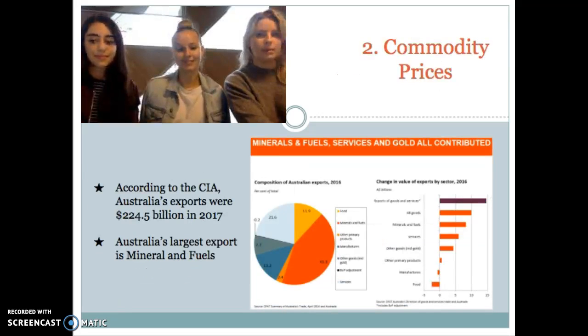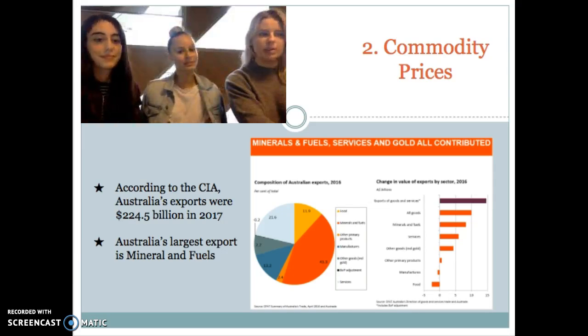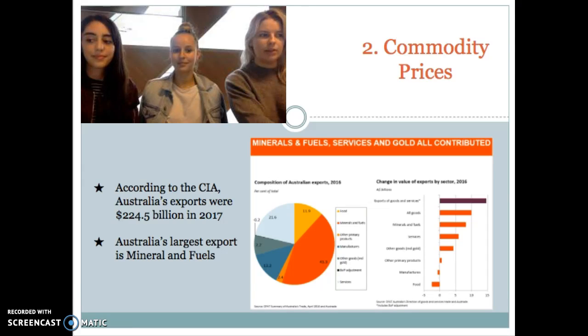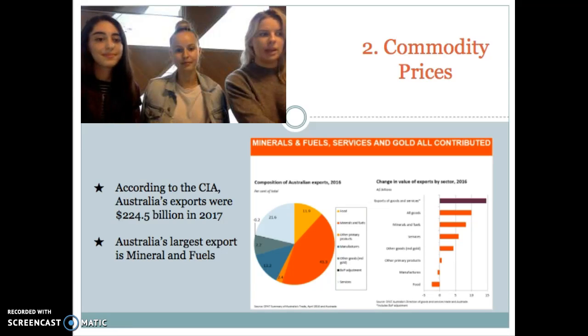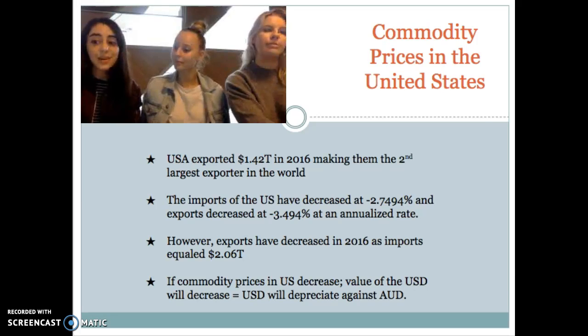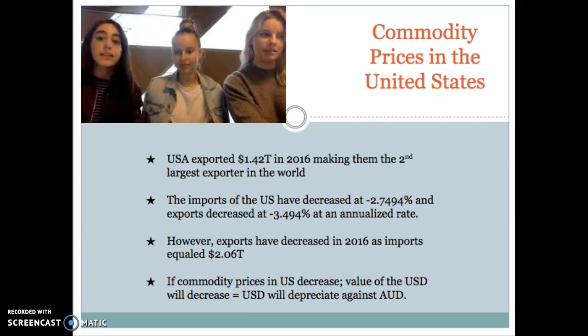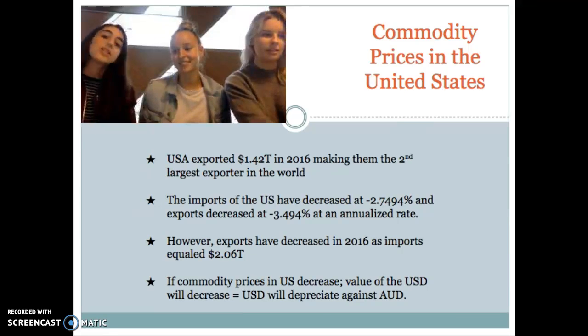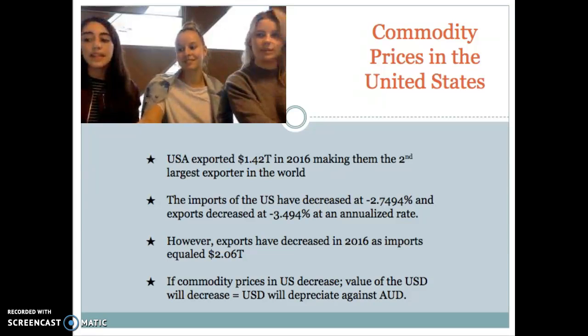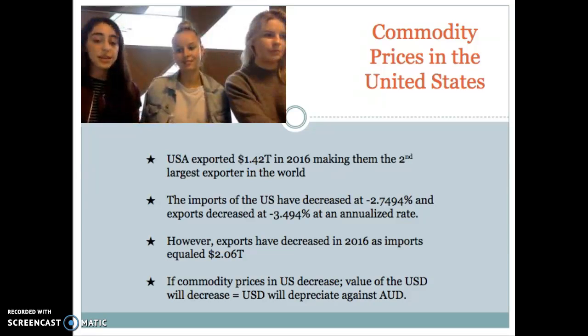Now, focusing on commodity prices in Australia. If Australian export commodity prices continue increasing because of inflation, overseas importers of our goods will rely on other countries. As a result, the value of our exports will fall, as well as the demand and value of the Australian dollar. In 2016, the US was the largest importer and second largest exporter in the world. The US has had a negative trade balance of $783 billion in net imports. If commodity prices continue to decrease in Australia, it is expected that the AUD will depreciate against the USD.